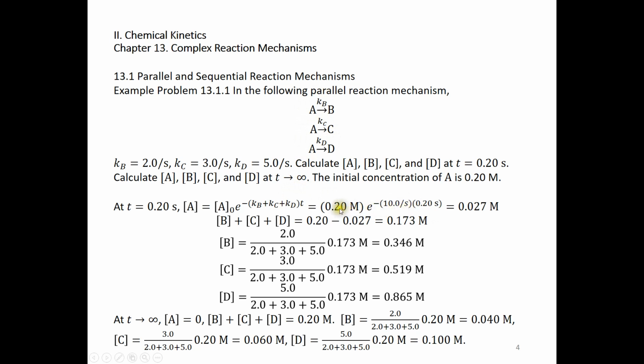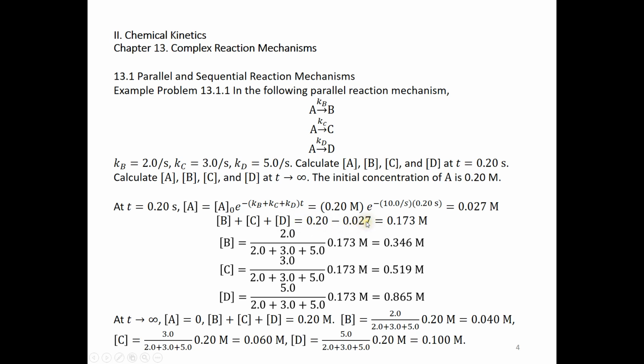So we plug in all the numbers, the initial concentration, negative k effective, and multiply by time. So you can see we have 0.2 molar times e to the power of negative 2. The result is 0.027 molar. So at time 0.2 seconds, the concentration of A drops to 0.027 molar. And therefore, B plus C plus D is equal to 0.2 minus 0.027.